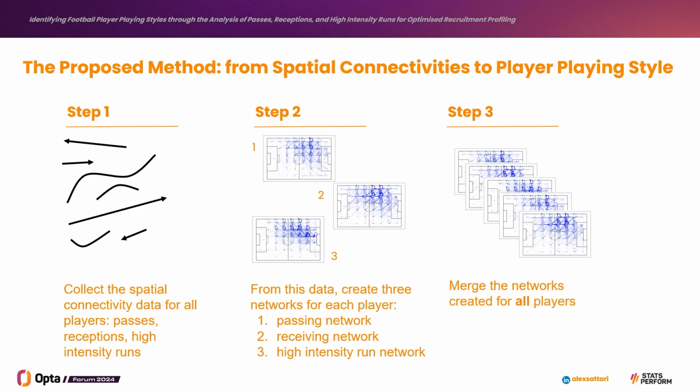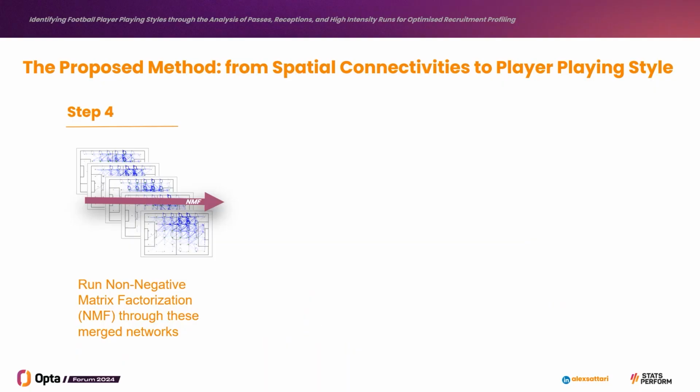So then, after we build these networks for all of our players, we need to merge all these networks together. So far, let's do a recap. First, we collect the data for all of our players. Then we build the networks for all of our individual players. Then we have a data set in which we merge all of their networks together. Now we need a math magic method to find the patterns from all of this data that we have. And the math method is non-negative matrix factorization, or NMF.